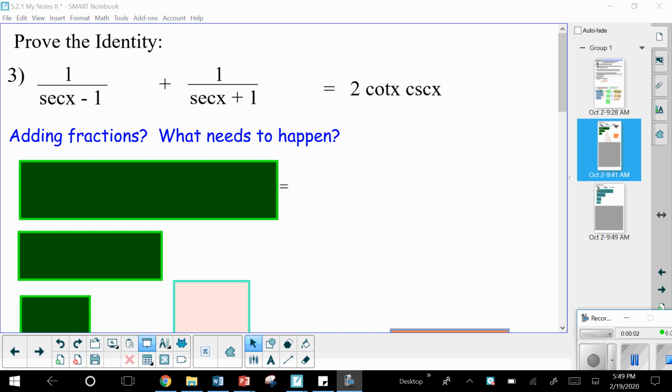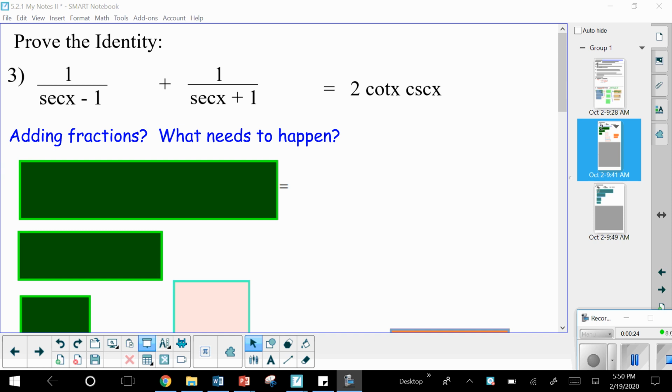Okay, continuing on with section 5.2, day 1. This is the second video. And we are just proving our identities still, which means we're just going to get the left side to look like the right side. So again, you get to pick which side looks harder. Well, to me, maybe the left side looks harder because we have fractions and we have two terms on this one.